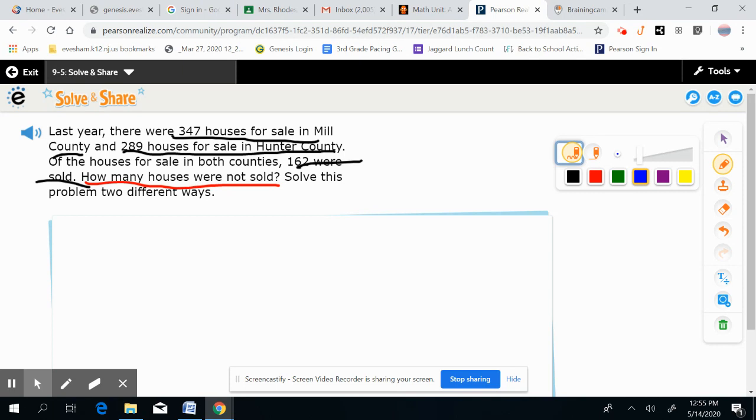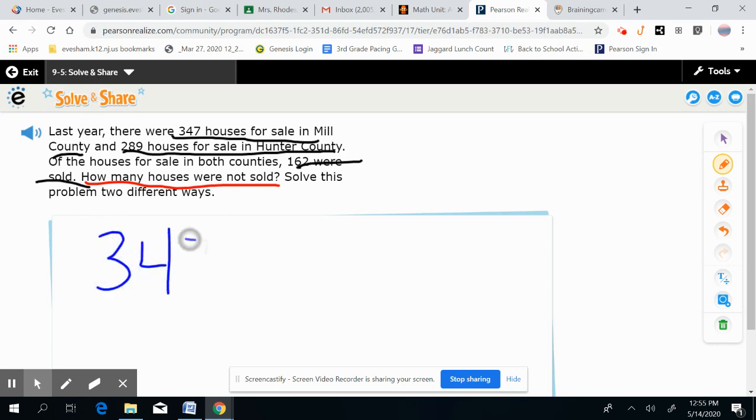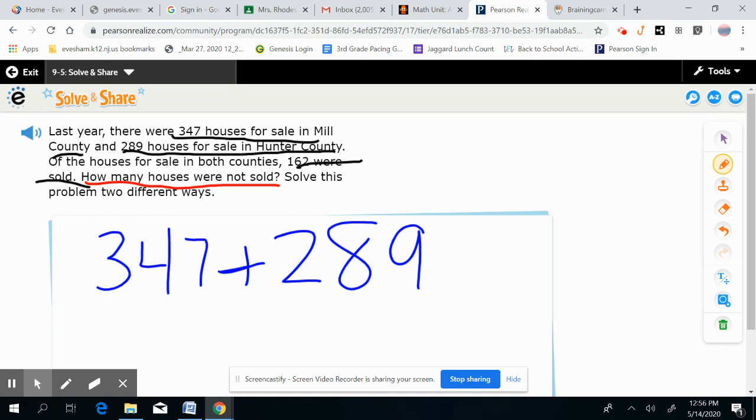Hopefully you said we have to add 347 plus 289. Okay, again, you can add this problem any way that you choose. 636. So altogether, there's 636 houses that were for sale.